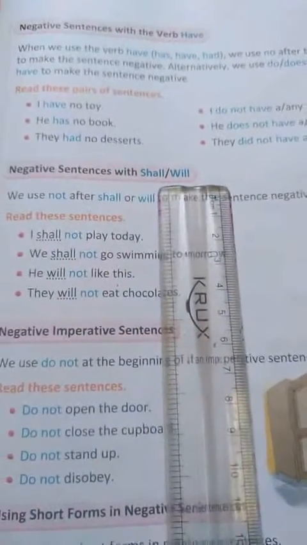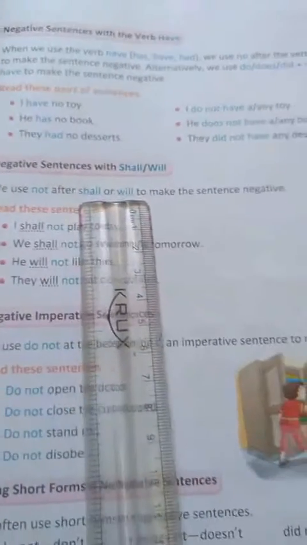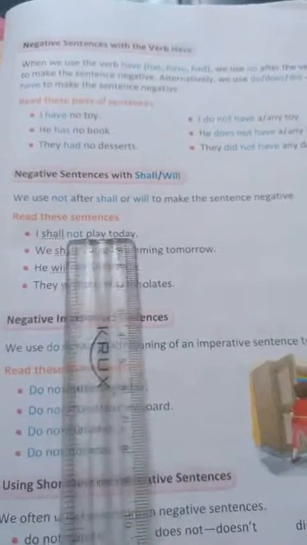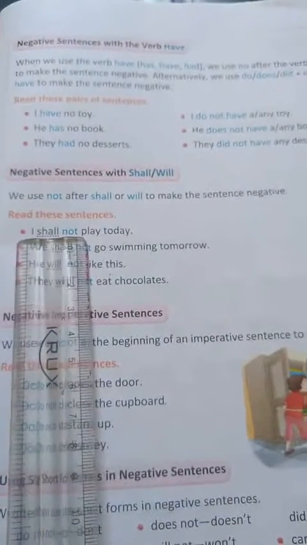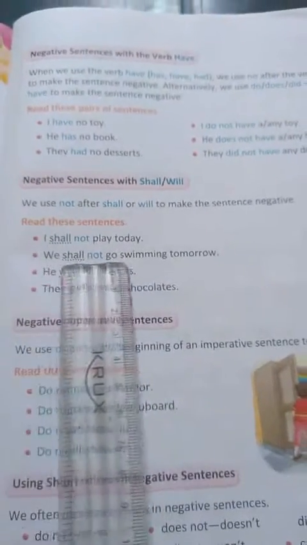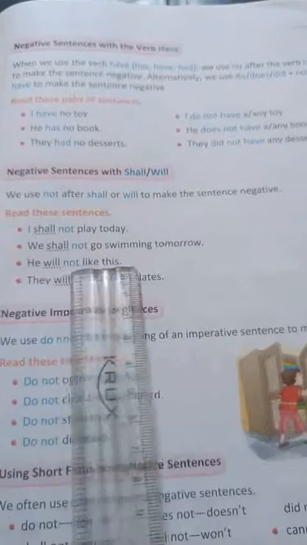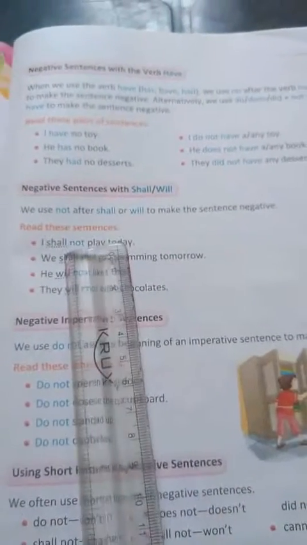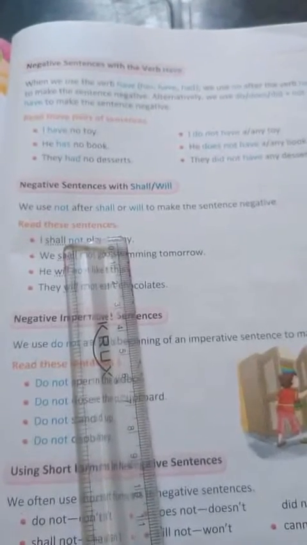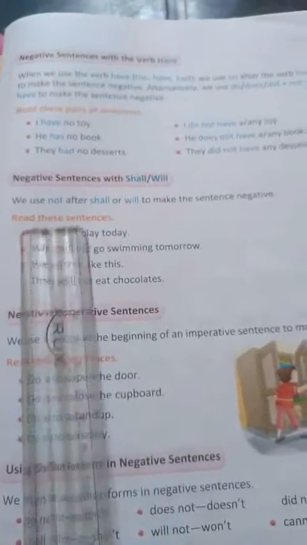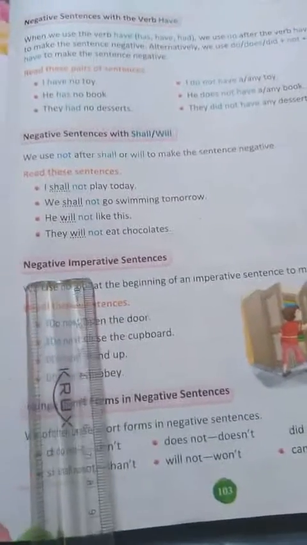Now the third rule is negative sentences with shall and will. We use not after shall or will to make the sentence negative. Read these sentences. I shall not play today. What do we add? We add not after the verb shall. We shall not play. We shall not go swimming tomorrow. We will not like this. We will not eat chocolates. So we use not after shall.